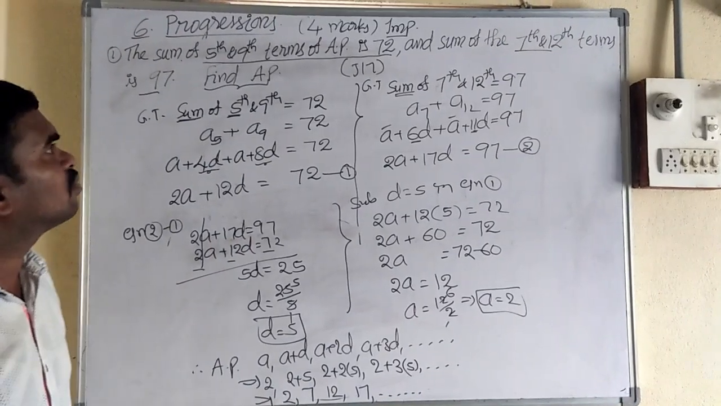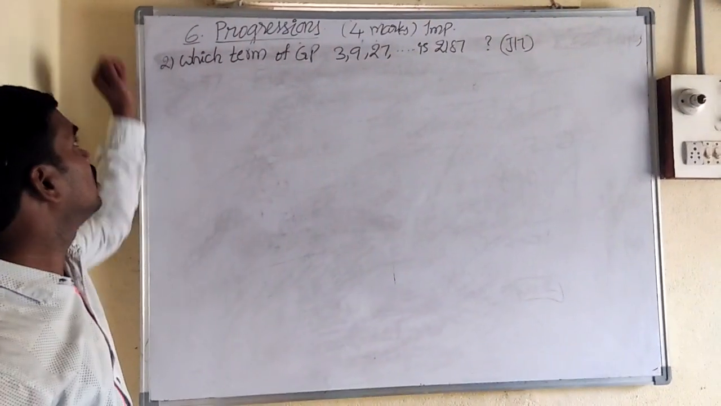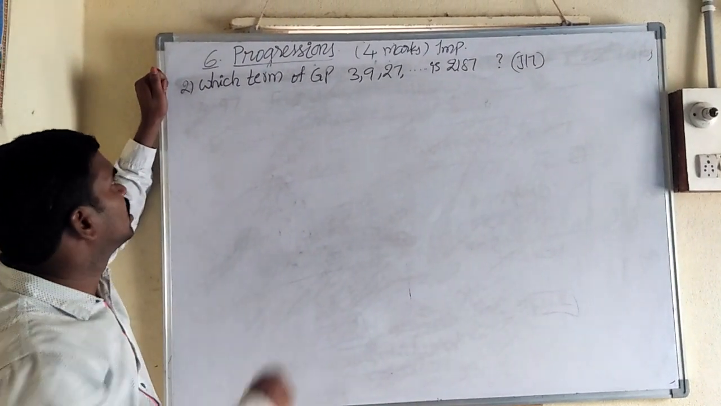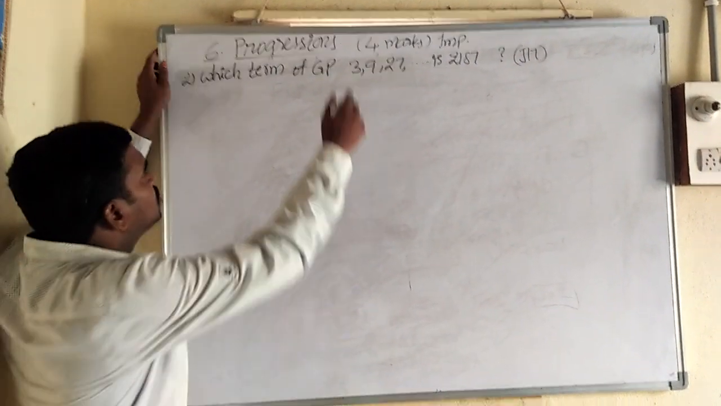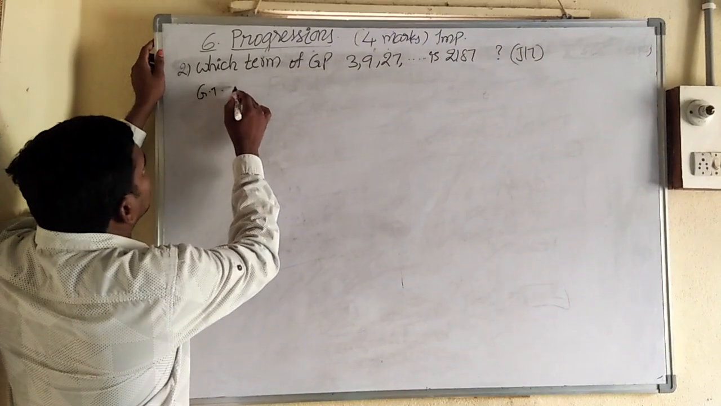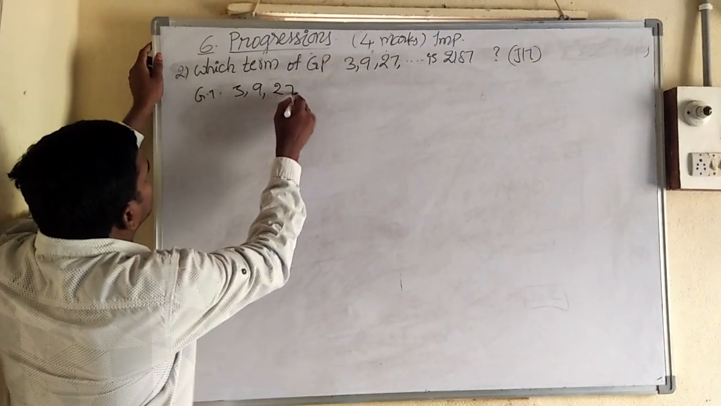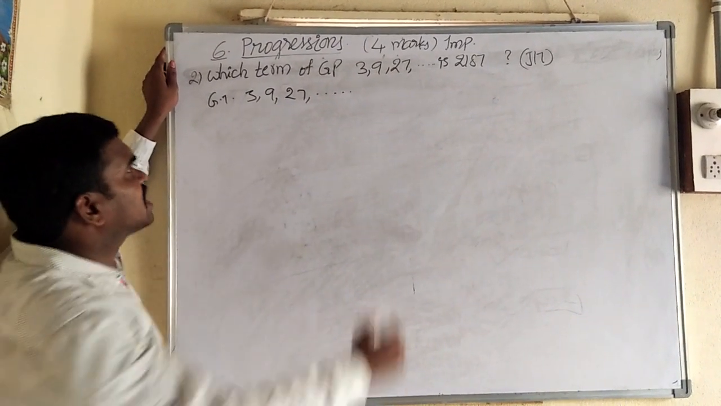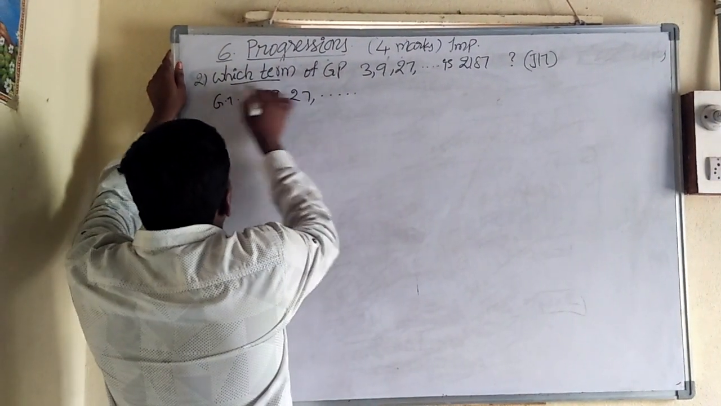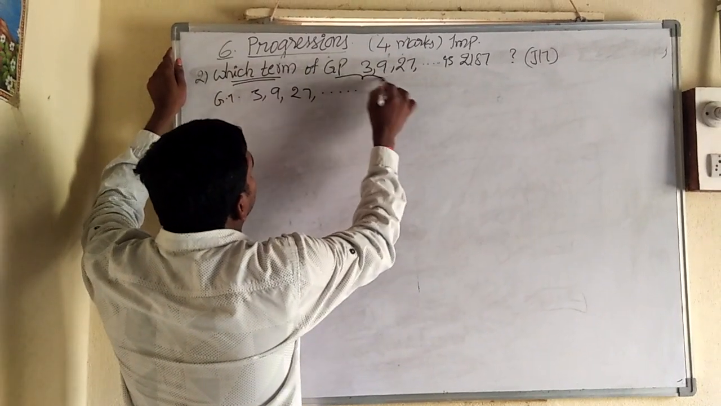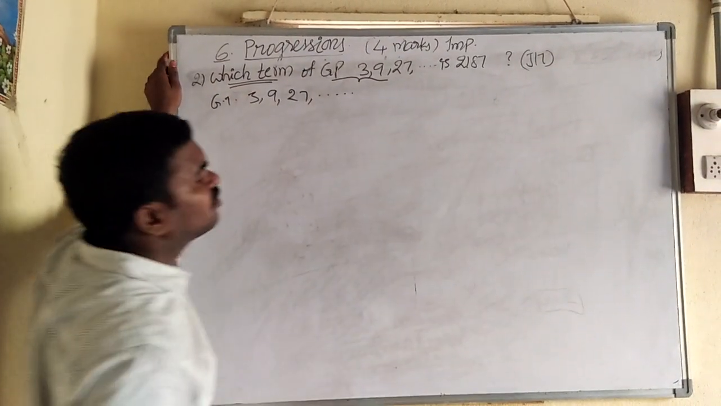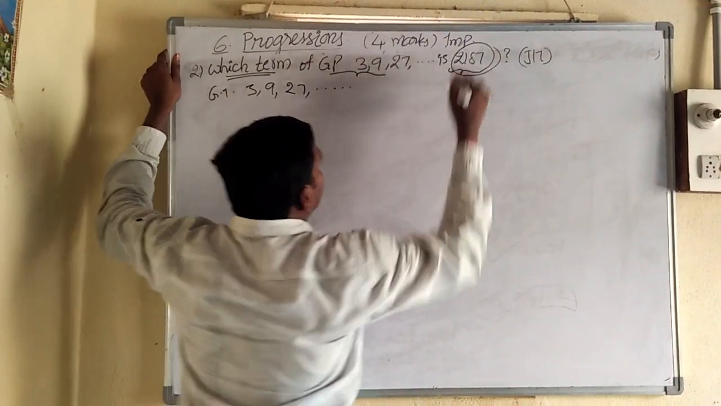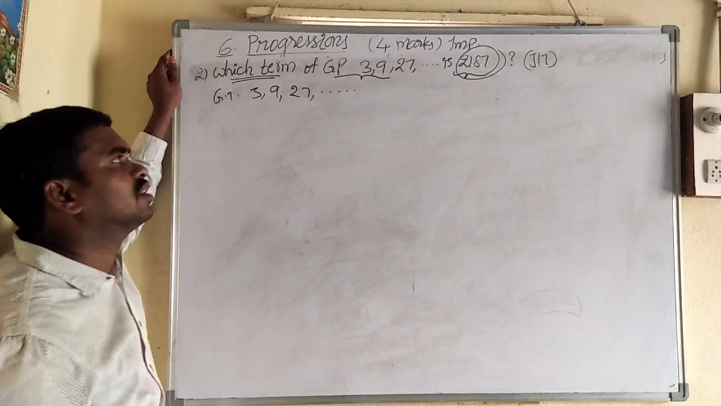And I'm going to take one more question. That was a question about arithmetic progression, and the second question is also from the same topic, geometric progression. The given series is 3, 9, 27, and so on, and it asks which term of the GP is 2187. So 2187 is which term is the question.